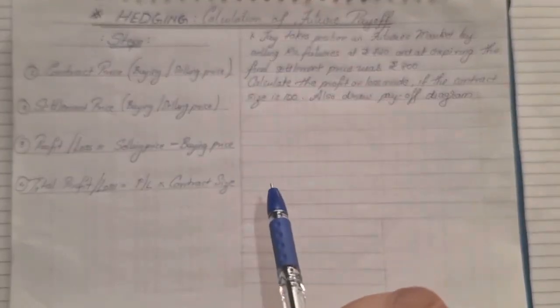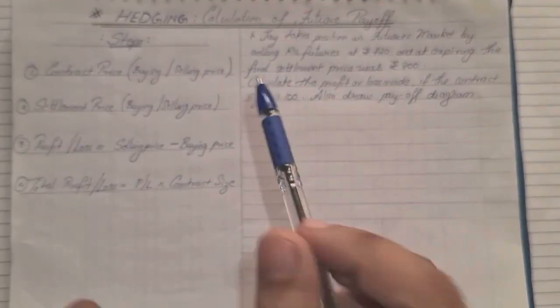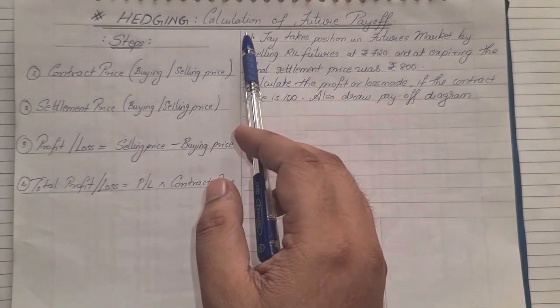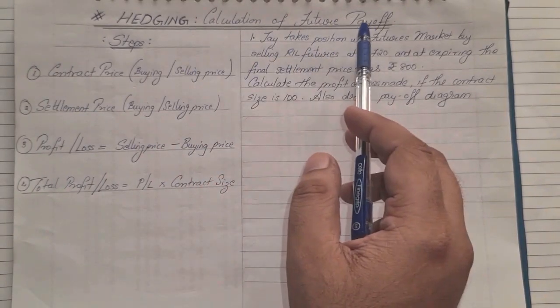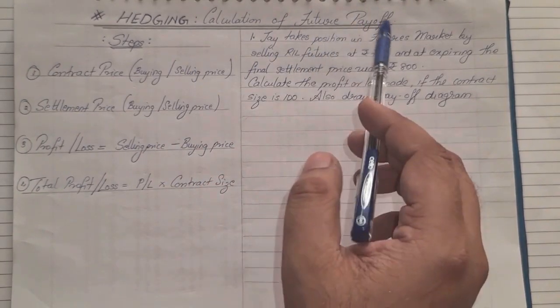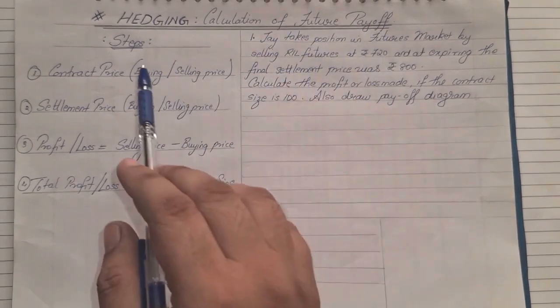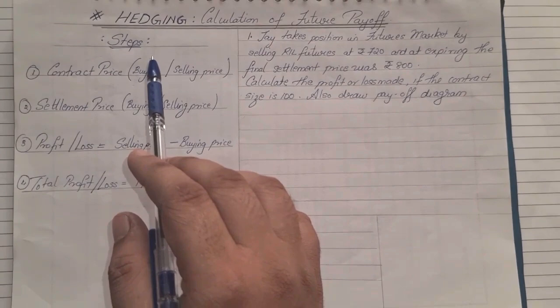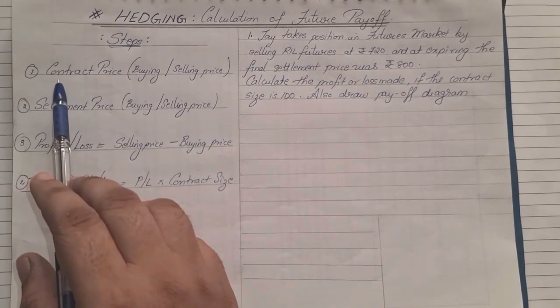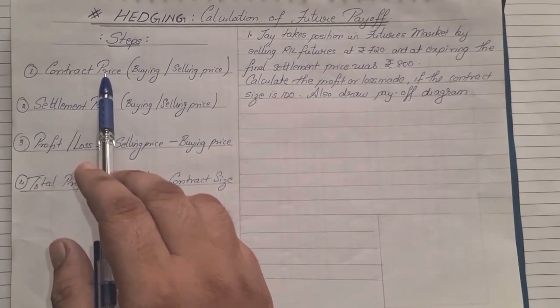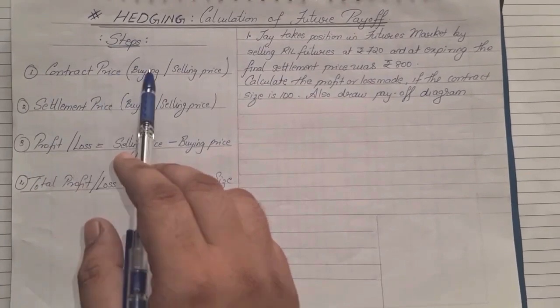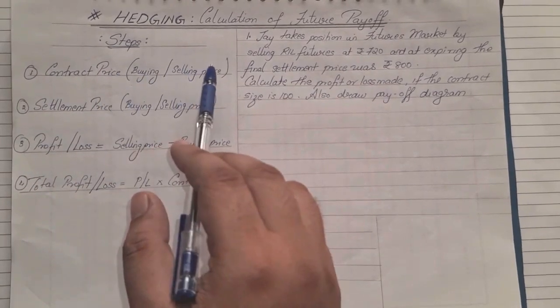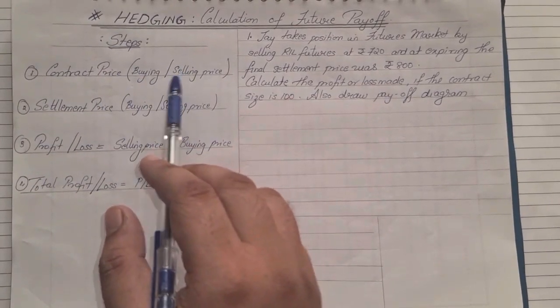Now let us see how to solve sums based on hedging where we have to calculate the future payoff. In order to solve the sum, we'll first go through the steps. The steps are as follows. First step, we need to note down the contract price. Now the contract price can be either buying price or selling price depending on the question.